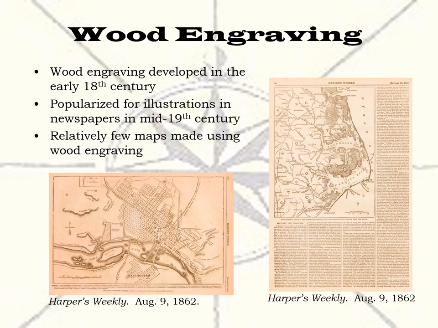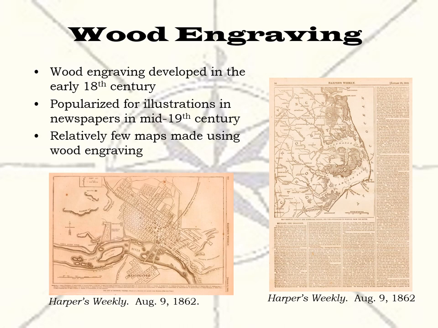However, it wasn't firmly established until the work of Thomas Bewick at the end of that century. Wood engraved maps were popularized by their use in the illustrated newspapers of the mid-19th century. This is because they could be printed at the same time on the same presses as the text, they were quick and inexpensive to produce, and with electrotyping, the maps could be run off in the thousands.